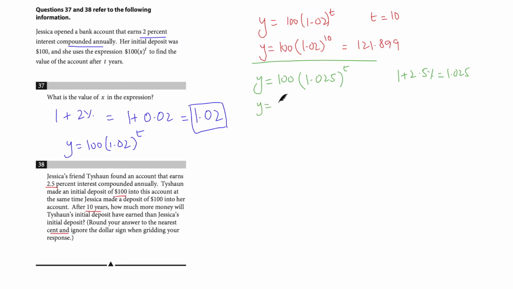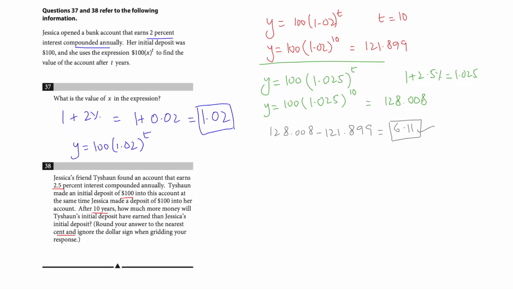What do we get? Y equals 100 into 1.025 raised to power 10, and our answer will be, do the math and you will get 128.008. Now you take the difference of both the values and that will give us our answer. So Teshun is earning 128.008 minus 121.899. This is the value that he earns more, which is $6.11, rounded to the nearest cent. This is our final answer.